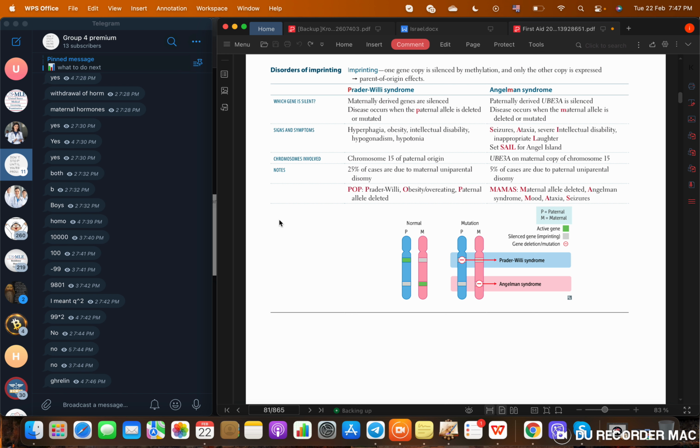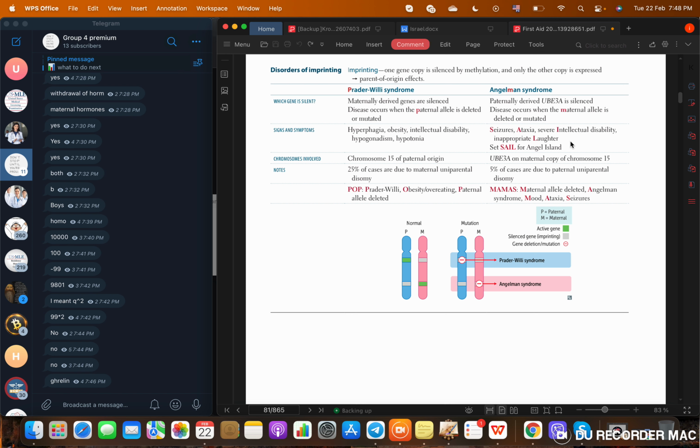Angelman syndrome: paternally derived UBE3A is silenced, and disease occurs when the maternal allele is deleted or mutant. Why? Because the mama here is the disomy. But not all the time, 5% of the time, it's not going to be the case. So the signs and symptoms are seizures, ataxia, intellectual disability, but they don't really care about that. They care about the inappropriate laughter.